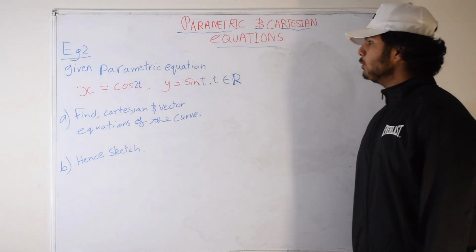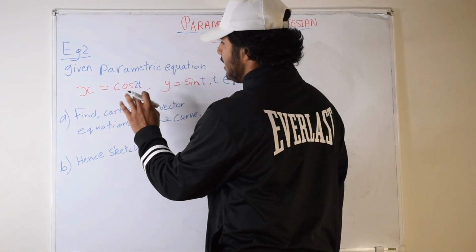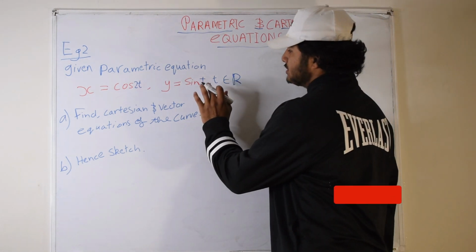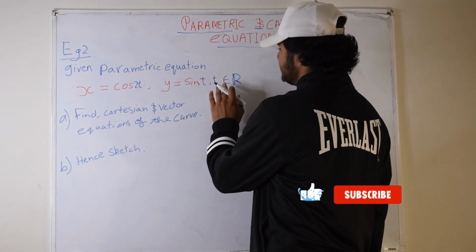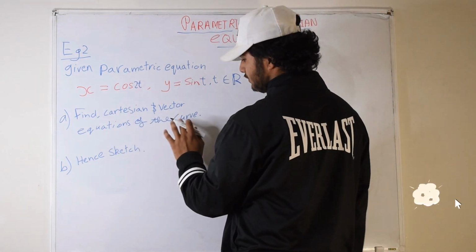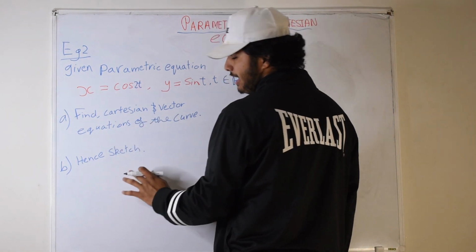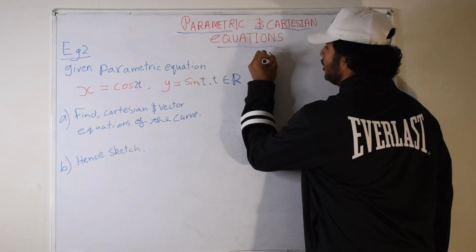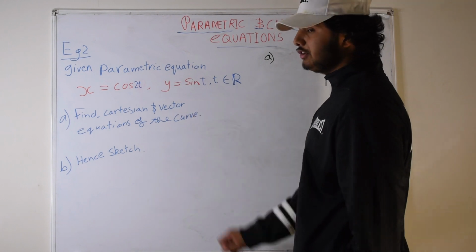So looking at this next example, it says given parametric equations x equals cos 2t and y equals sine of t, given t is an element of the real numbers, A, find the Cartesian and vector equations of the curve, and B, hence sketch the curve. So we'll start with A over here. It says Cartesian and vector equations.